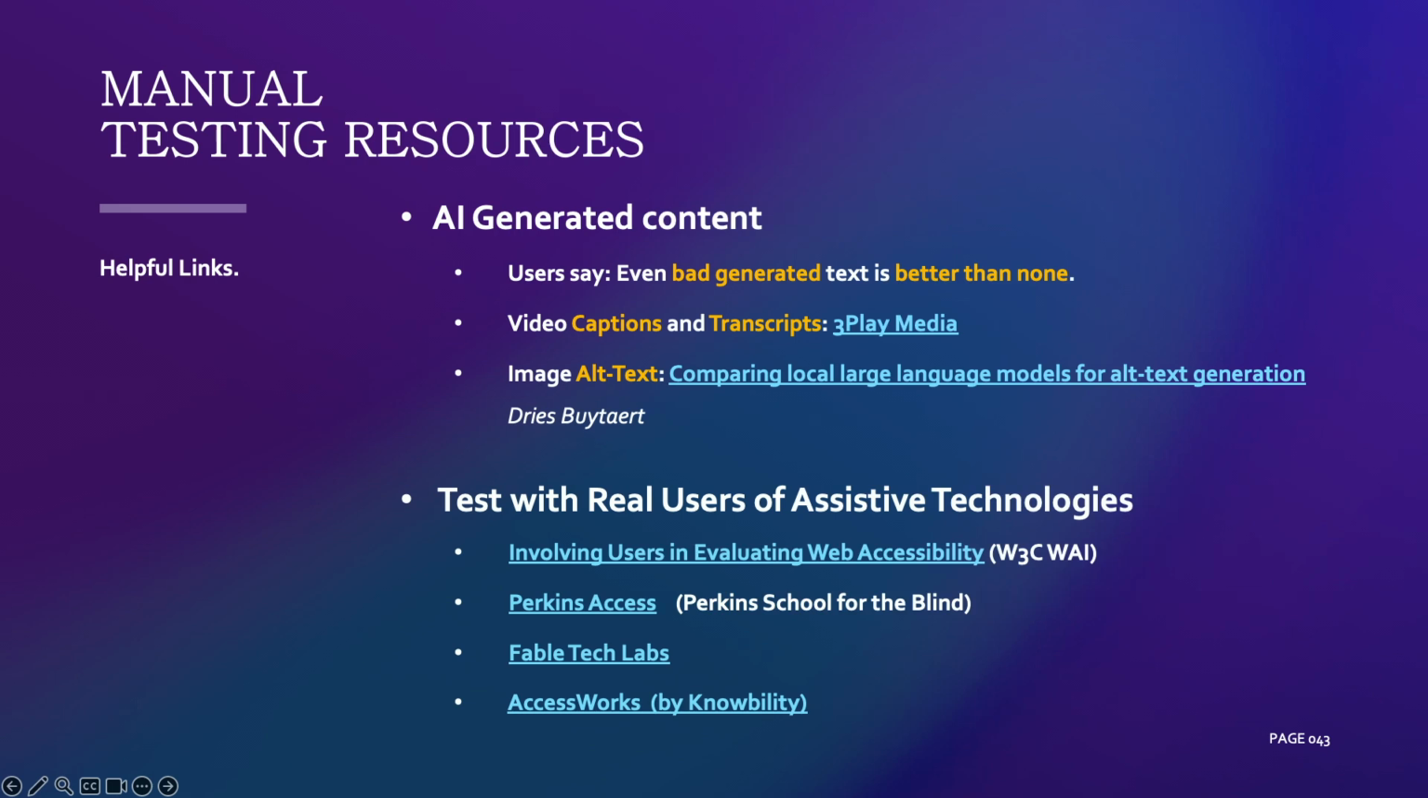And then you definitely want to test with real users of assistive technologies. So the W3C's Web Accessibility Initiative has a nice page about how to involve users. And then these are some of the places that I have found where you can hire disabled users: Perkins Access from Perkins School for the Blind, and Fable Tech Labs, and AccessWorks by Nobility. Please be aware, though, pay these people. You shouldn't have people test things for you without paying them. So even if you just know somebody who's disabled and you're like, hey, give it a test, please pay them for that.